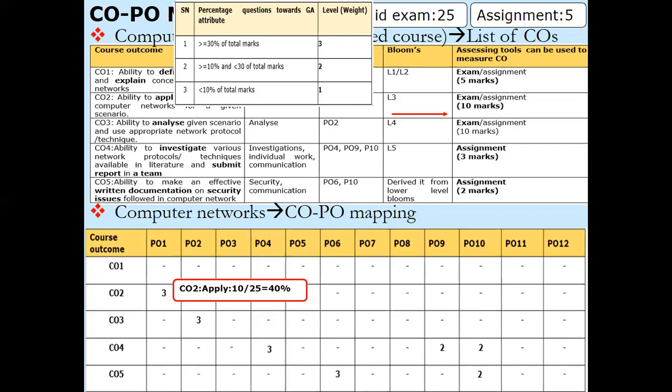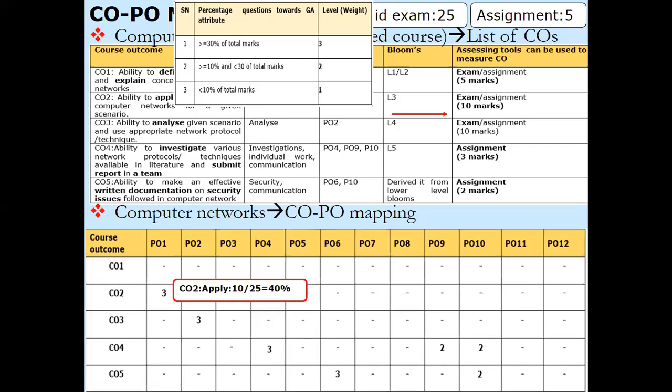See, 1 second, I'll say. In the theory exam, how many marks? 25 marks, sir. The mid exam is 25 marks. Okay, now, you take this example itself, madam. That CO2, you wrote based on the analyze skill. How many marks have you allocated? We allotted 10 marks, sir. Yeah, so the mapping is 3.